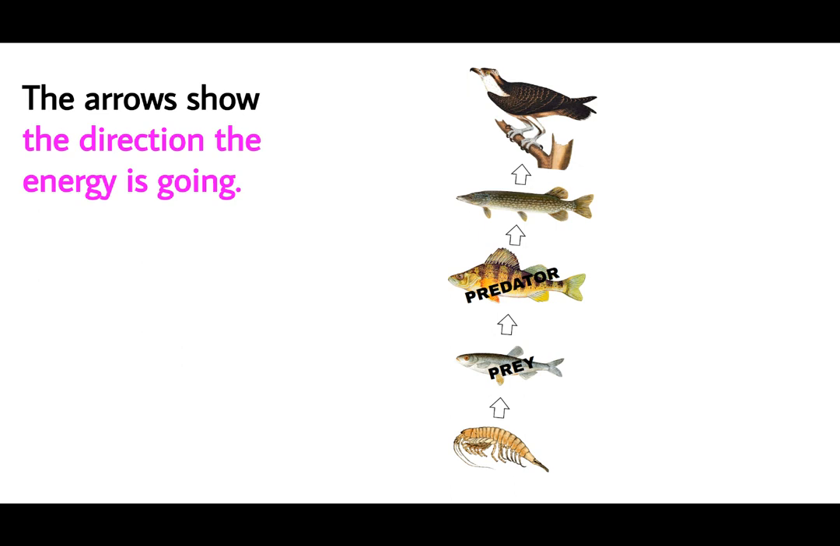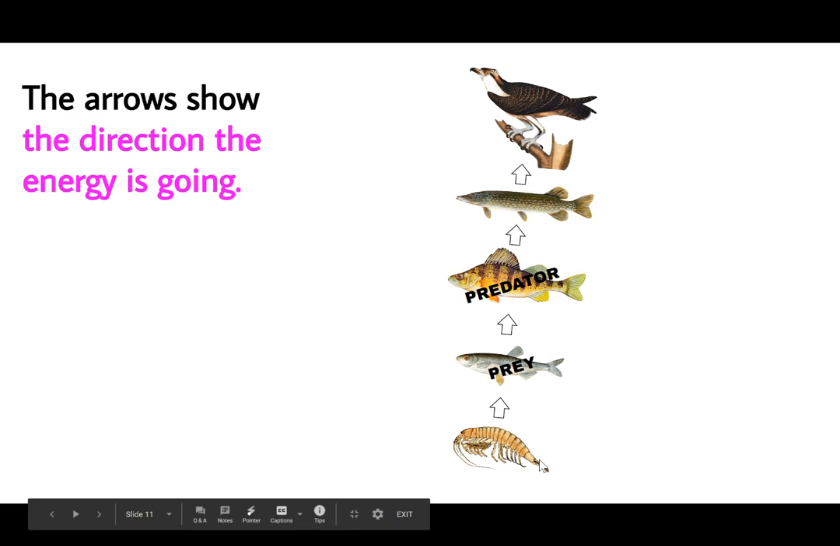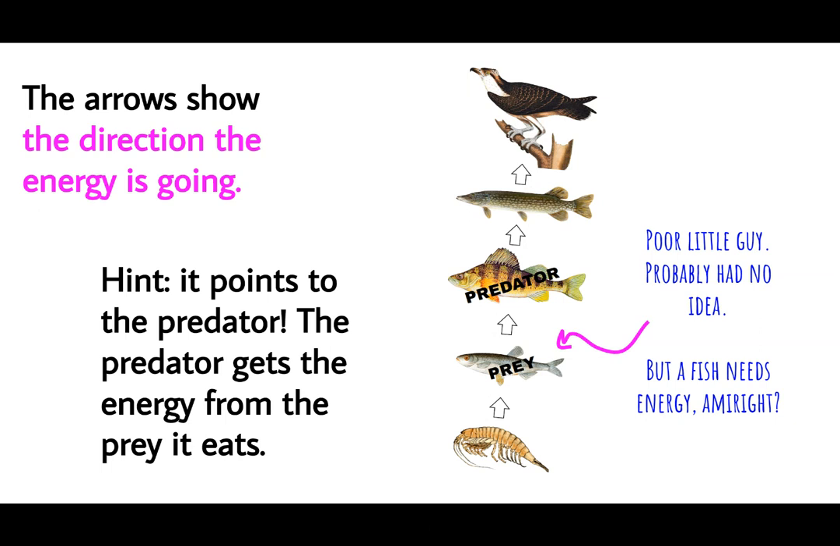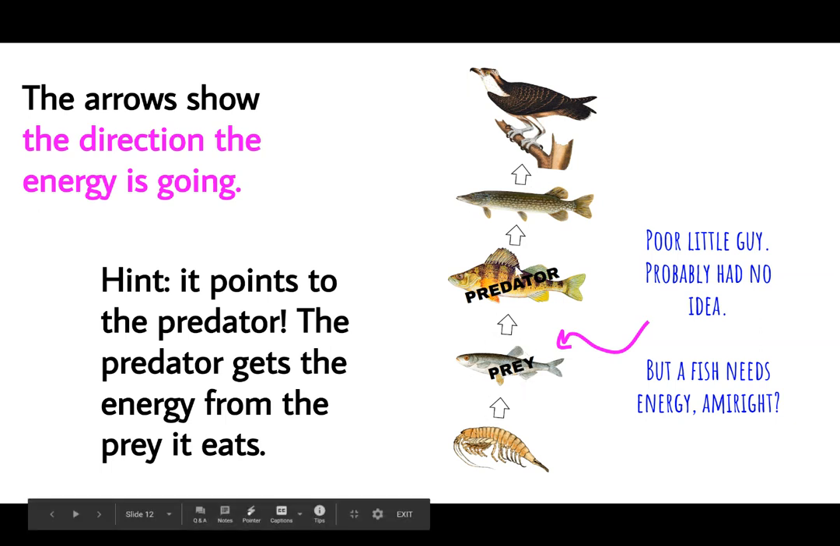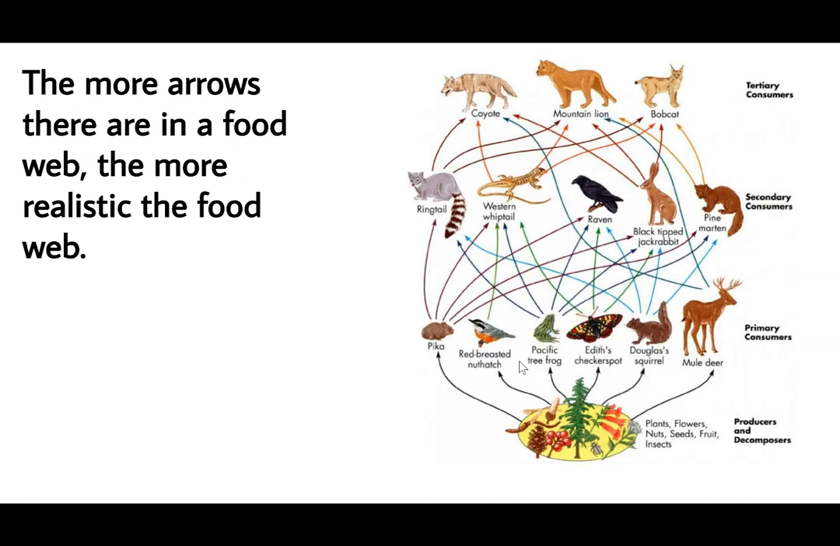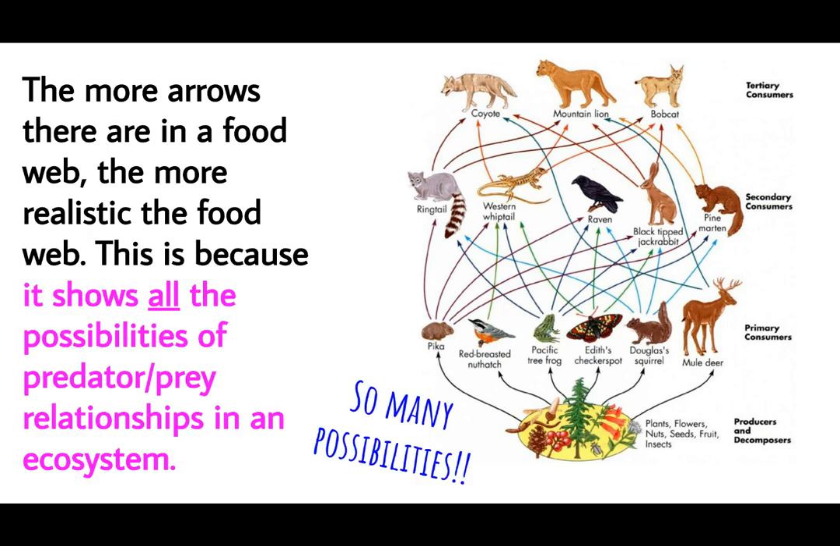So it doesn't show who eats what, like this didn't eat this, but really it's kind of backwards. Really, it points to the predator, it points to the killer. So it got its energy from this organism, and this organism got its energy from this organism. The more arrows there are in a food web, the more realistic the food web is, and that's because it shows all of the possibilities of predator-prey relationships and all of the possibilities of energy transfer within the ecosystem.